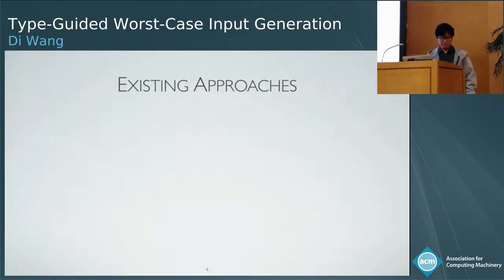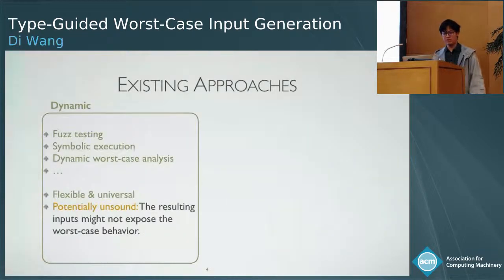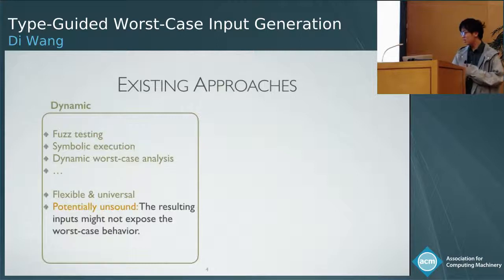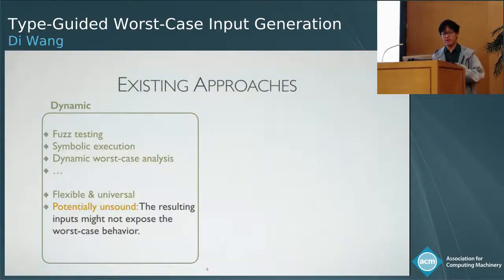So how can people do this kind of worst-case analysis? There are two major communities, at least in programming language research. One is the dynamic approaches, such as fuzz testing and symbolic execution. These methods are very flexible and universal in the sense that they can be applied to industrial-strength languages like Java, and they can handle almost all program features. But they are potentially unsound in the sense that the resulting inputs might not trigger the worst-case behavior.